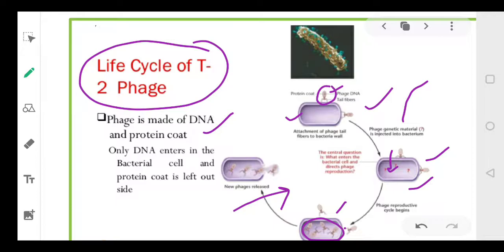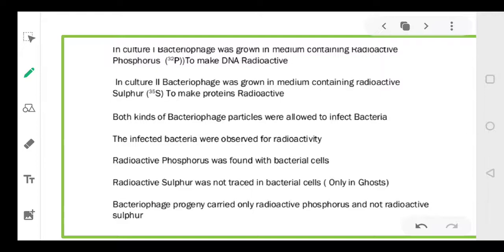bacteriophages, they will be released. Clear? Now what did we do? They both did. The bacteriophage was grown in two mediums.